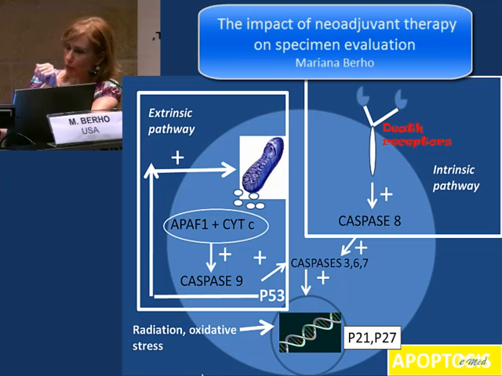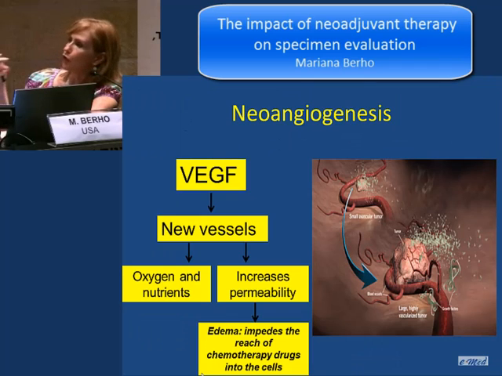So that's why we decided to study all of these markers that are involved with the extrinsic pathway: P53, 21, and 27, and APAF1, that is a marker that is present in the mitochondria, again along with BAX and BCL2.